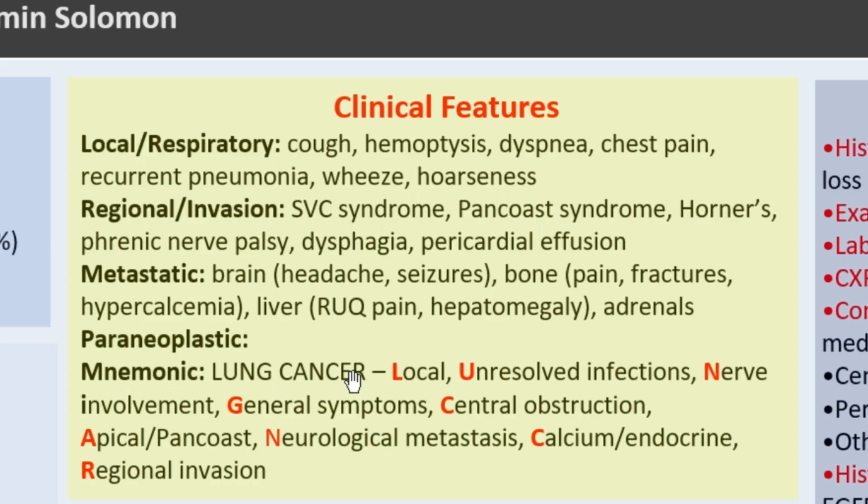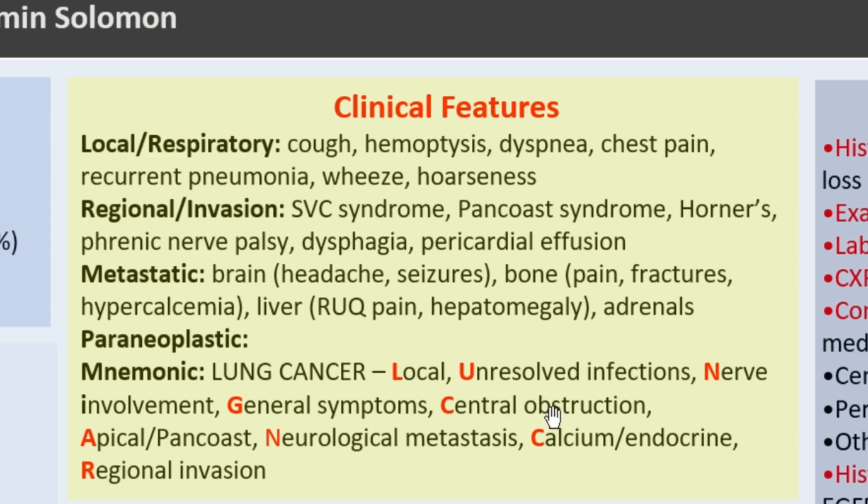That is lung cancer itself. So the L is for the local invasions or the local symptoms, which are the respiratory symptoms. The U is for unresolved infections like pneumonia. We have nerve involvement, that is the recurrent laryngeal nerve. We can have the phrenic nerve palsy. Then we have general symptoms like weight loss.